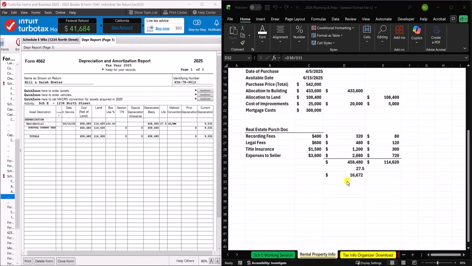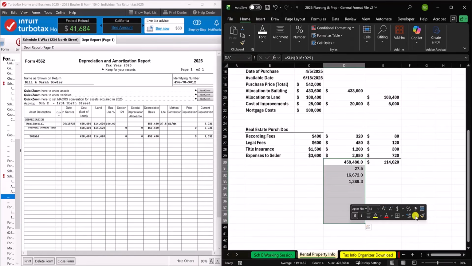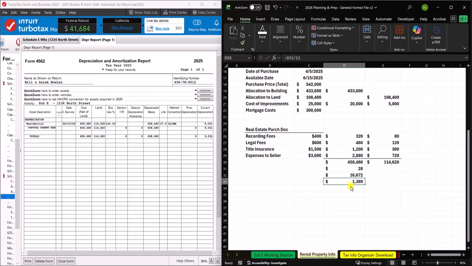Now, let's take it a step further. Let's go ahead and divide this number right here by 12. And so this would be what? That would be a monthly amount right there. Let's make all the formatting on this the same. So this is a monthly depreciation number right there. Now, how many months have we depreciated the property for in this case?